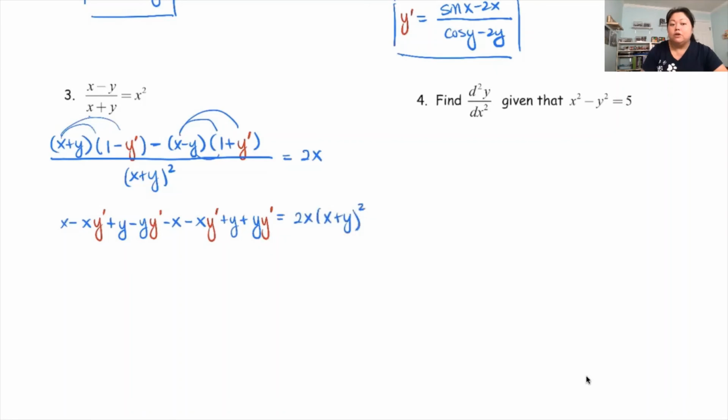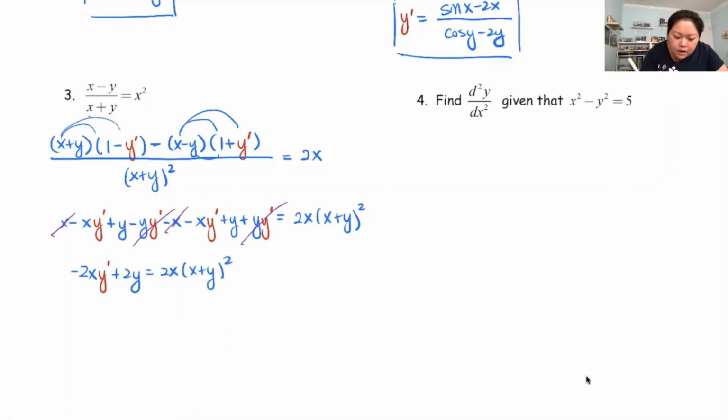I multiply that denominator over. All right, so a couple things should pop out at you. Negative y prime, y prime gone. x and minus x is gone, and I think that's it. That all goes away nicely. So that gives me negative 2x y prime, and I have 2 y's there, so 2y equals 2x times x plus y squared.